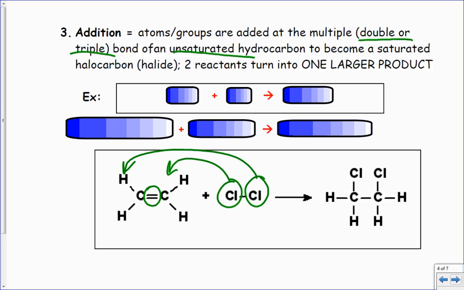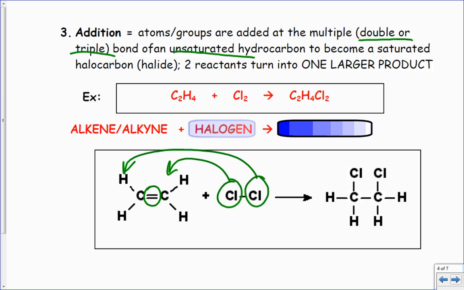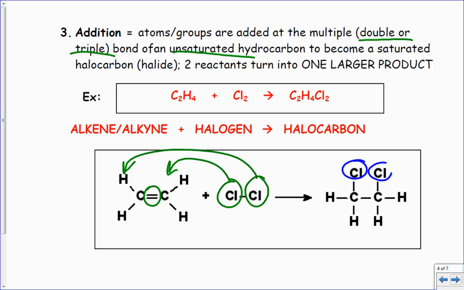Okay, so let me show you what the notes look like. I take this alkene and my diatomic chlorine, and now I make one big molecule. I just add it on. So I have an alkene or an alkyne. I take a halogen that's diatomic, be it bromine or chlorine or fluorine, and I make this halocarbon here. Okay, so that is what we call an addition reaction.